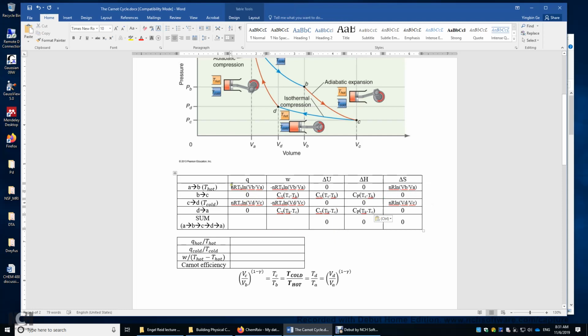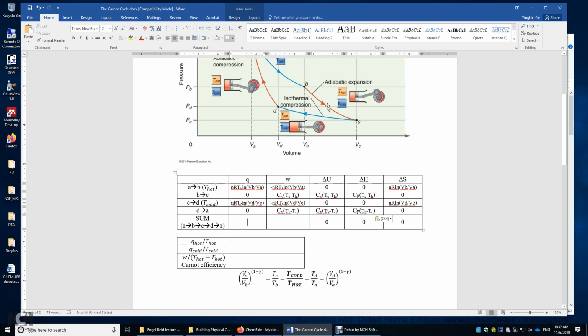So when we look at Q, we can see that these 2 terms have a common factor Nr, but not only that, they also have another common factor, which is ln VB over VA versus ln VD over VC. We can easily prove that VC over VB equals VD over VA. How? VC over VB, that's the initial and final volume of an adiabatic process. Therefore, the volume ratio to the power of 1 minus gamma is Tc over Tb.